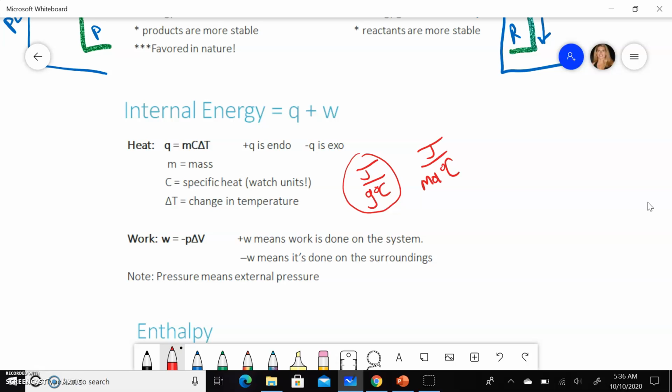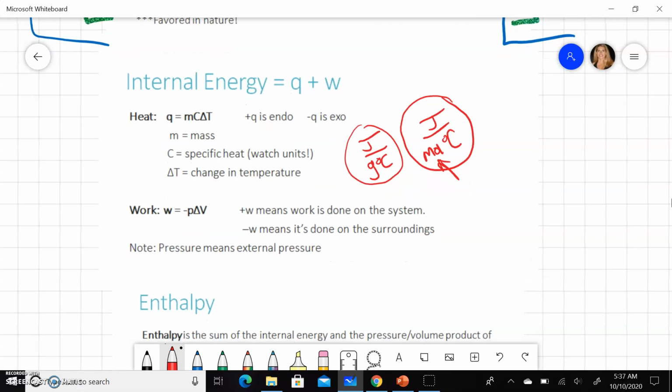So for this first one, joules per gram degree Celsius, you want the M in the MCAT equation to be grams so that it will cancel this grams. But if they give you the molar heat capacity instead, then instead of grams for M, you actually want it to be in moles so that it will cancel this moles right here. So just watch the units that they give you and convert all of your numbers so that your units will cancel appropriately. If you get a positive, it means it's endothermic, and negative means it's exothermic.